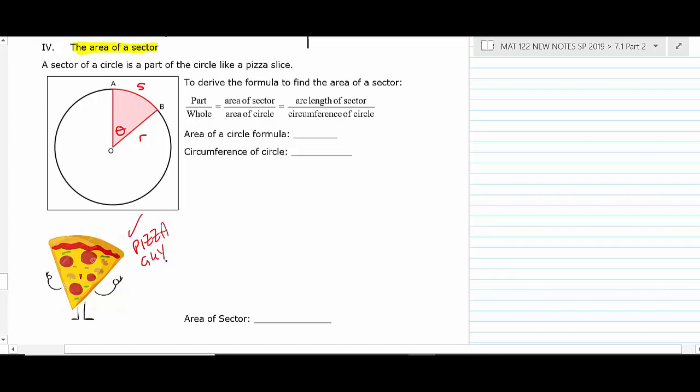To derive a formula for this, we're going to do a proportion again, a part to whole. The part would be just this sector. The whole would be the entire circle. So we're going to compare the area of the sector to the area of the whole circle. And then we're going to compare this arc length, S, that's a part, to the whole distance around the circle, which is the circumference. There's a couple of things you got to know. The area of a circle is pi r squared, and the circumference of a circle is C equals 2 pi r.